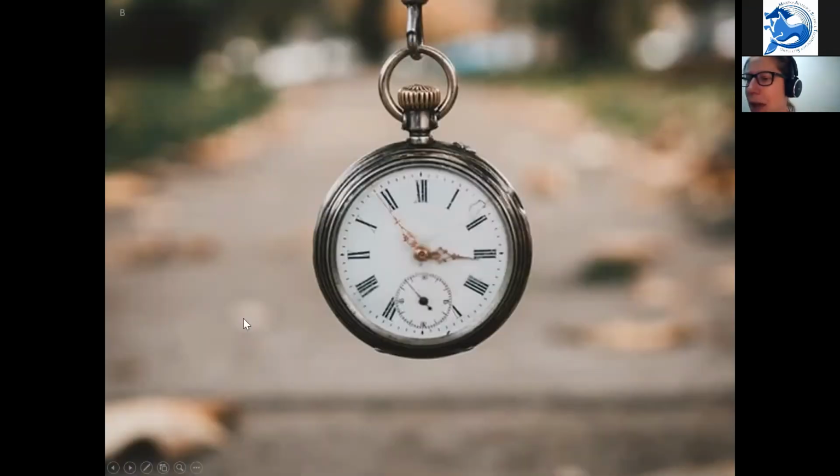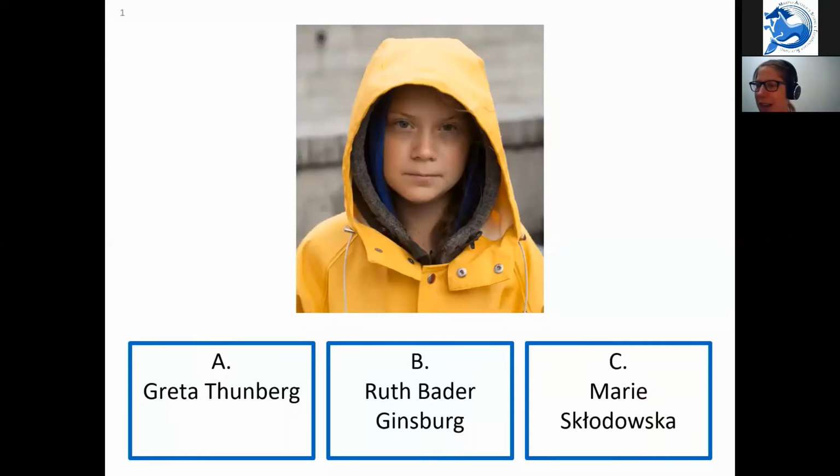Okay, so as a bit of a warm-up question, let's start with an easy one. Who is this lady? Is it Greta Thunberg, Ruth Bader Ginsburg, or Marie Skłodowska?